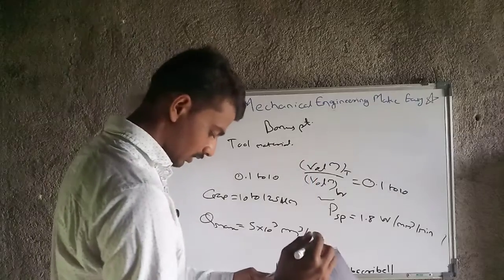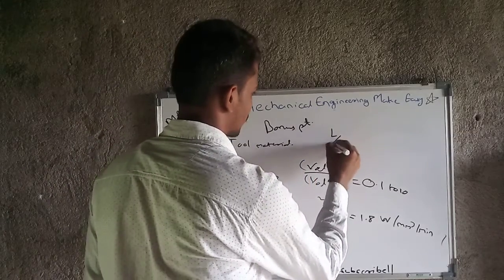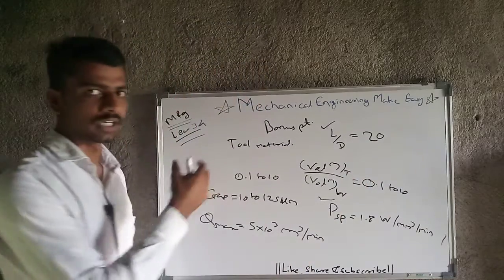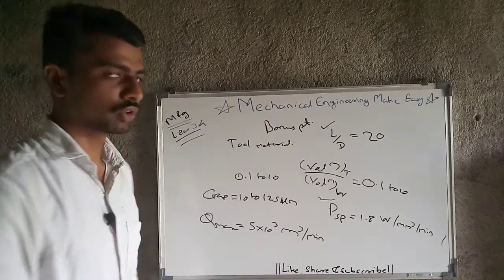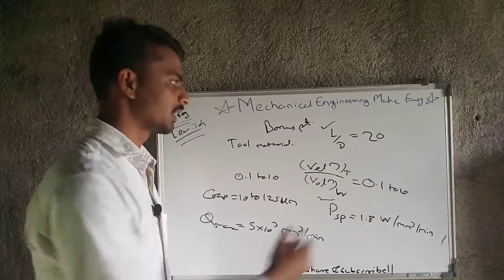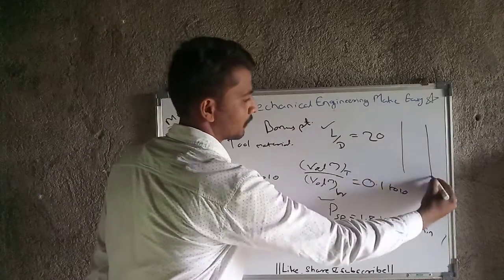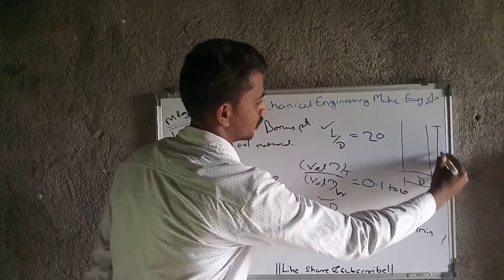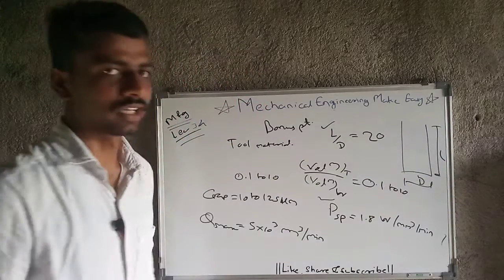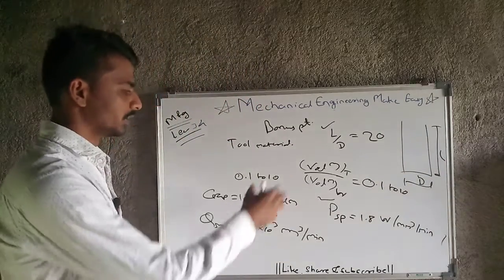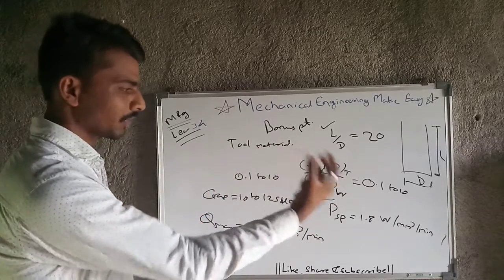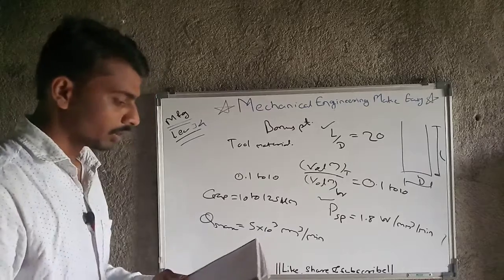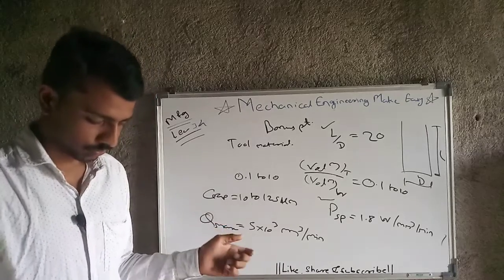Then next and last parameter is the L by D ratio, that up to 20 is possible. In case of ultrasonic machining, the L by D ratio was only up to 3, but now we can increase the depth, and the L by D ratio up to 20 is possible. So ultimately we can increase the length here. These are some advantages, disadvantages, conditions and limitations of electric discharge machining.